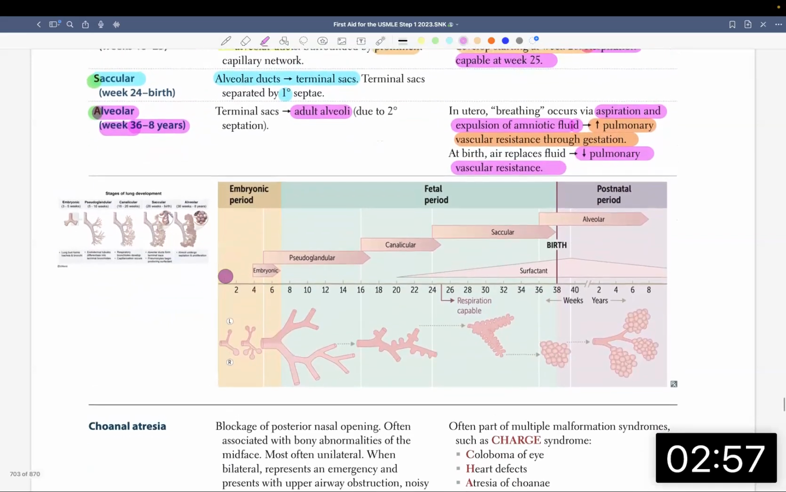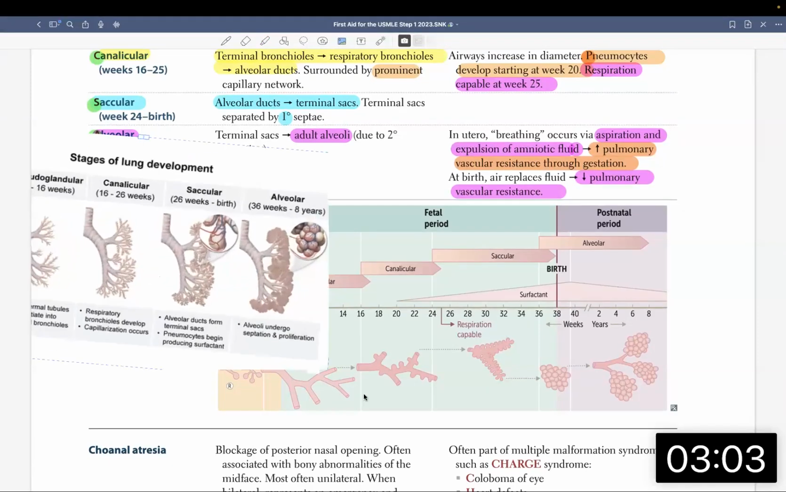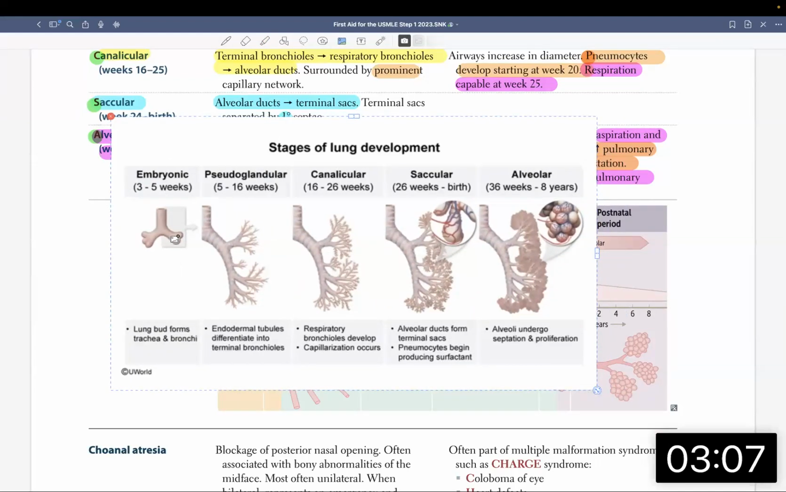So image review, we're seeing the first embryonic phase. Actually, let me use the other one first. This is much better. Okay, so here, embryonic weeks 3 to 5, the lung bud forms the trachea and the bronchi. That's the main thing. Pseudoglandular, weeks 5 to 16: endodermal tubules differentiate into terminal bronchioles. So terminal bronchioles are formed at this phase.